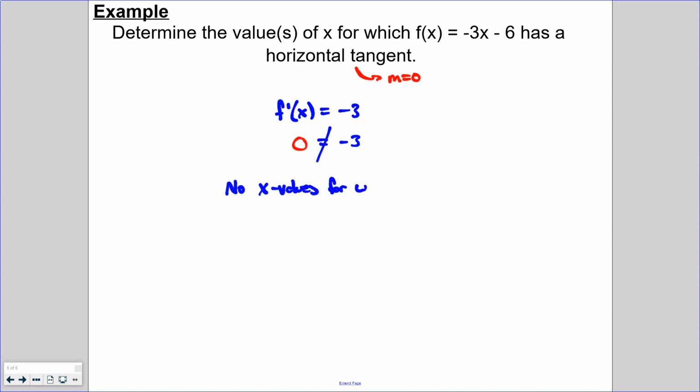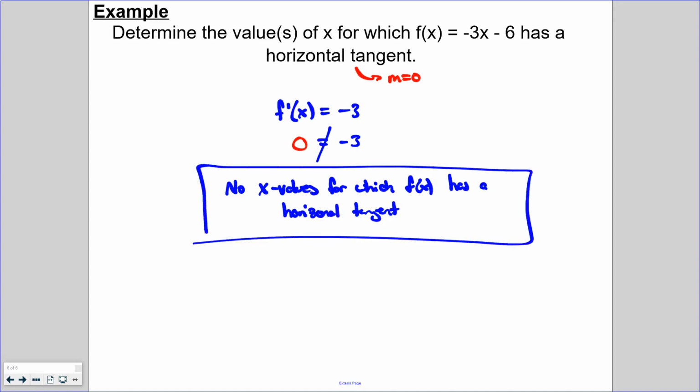values for which f of x has a horizontal tangent. I just realized I spelled horizontal wrong. And that's the answer. And that is possible. Not every function has a horizontal tangent line.